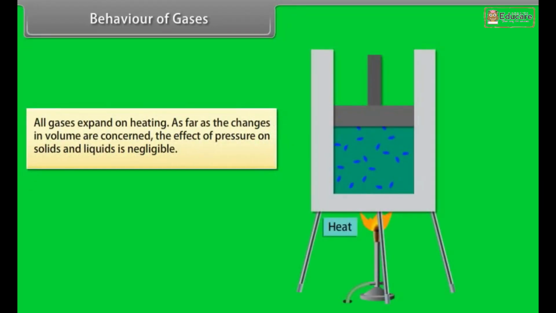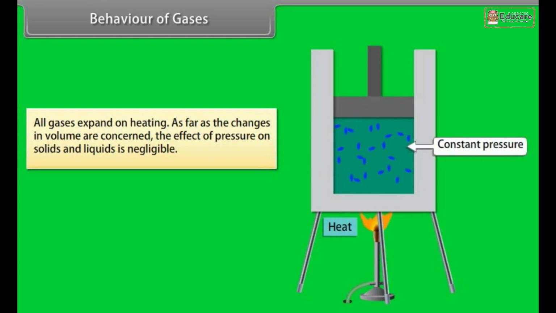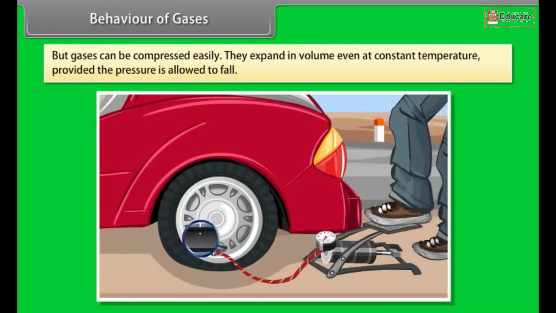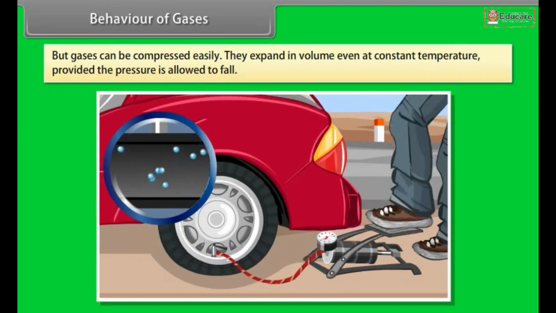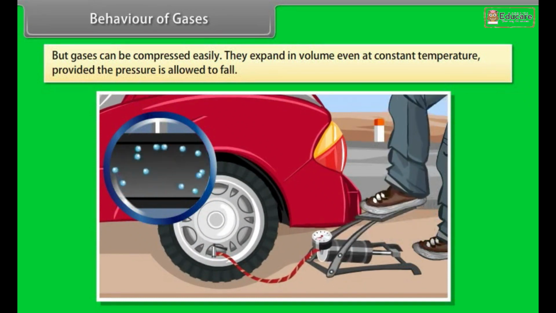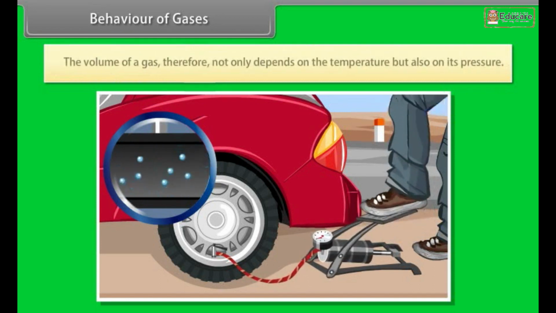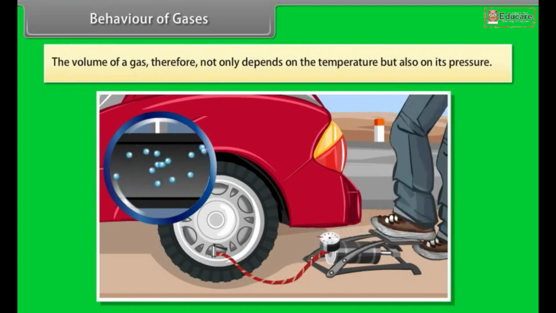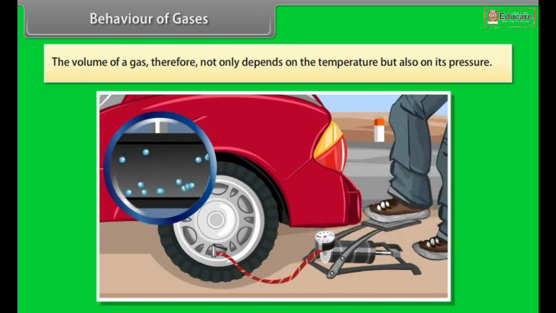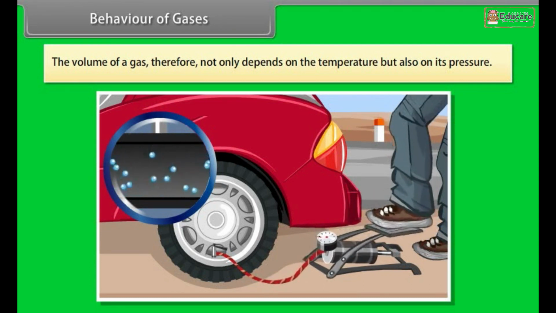All gases expand on heating. As far as changes in volume are concerned, the effect of pressure on solids and liquids is negligible. But gases can be compressed easily. They expand in volume even at constant temperature, provided the pressure is allowed to fall. The volume of a gas, therefore, depends not only on the temperature, but also on its pressure.